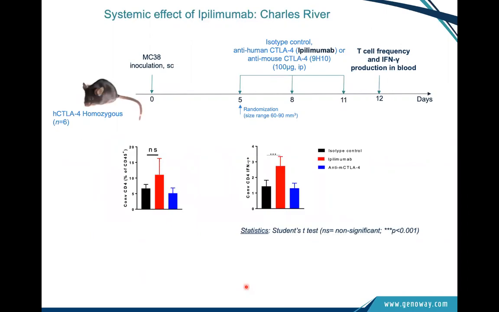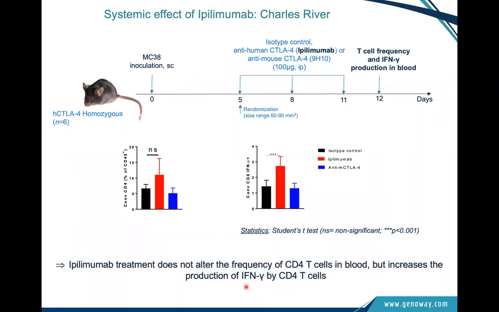They then checked for the systemic effect of ipilimumab in those mice. And as you can see here, when you look at T cell frequency and interferon gamma production in blood, you clearly see an overall increase of interferon gamma production in blood upon treatment with ipilimumab, which in fact suggests some of the toxicity that is often observed when patients are treated with that antibody.